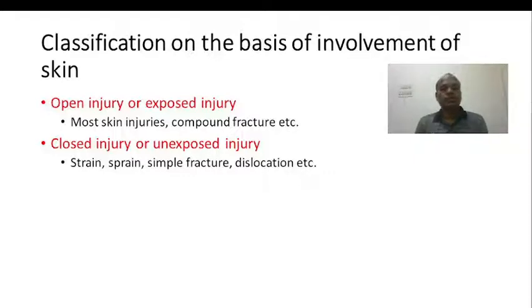Next is the closed injury or unexposed injury. Strain, sprain, simple fracture, and dislocation are some of the closed injuries in which the skin above the injury site is intact, but still there is damage to the tissues inside or below the skin. Such injuries are called closed injuries or unexposed injuries. We should not mistake them as minor injuries. Rather, even if the skin is intact, there may be some major injuries within.